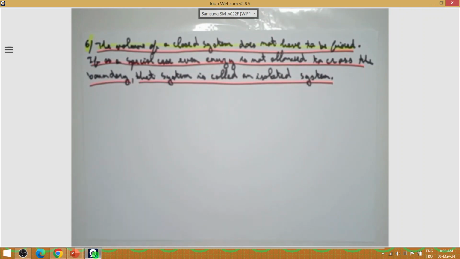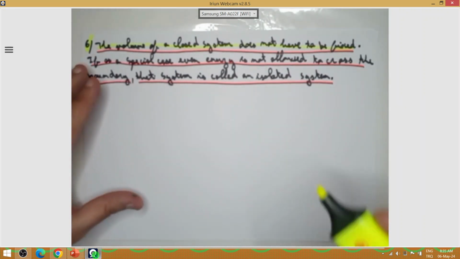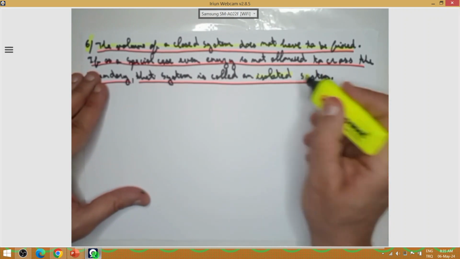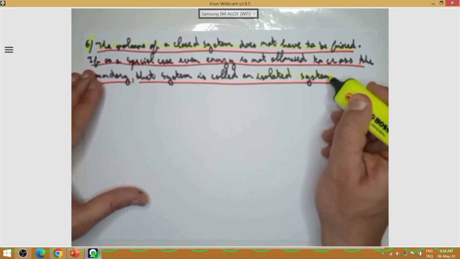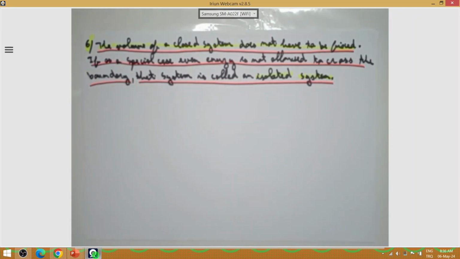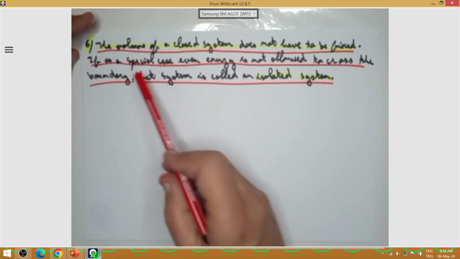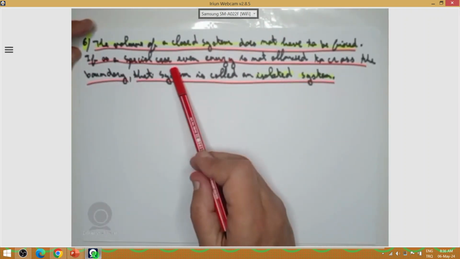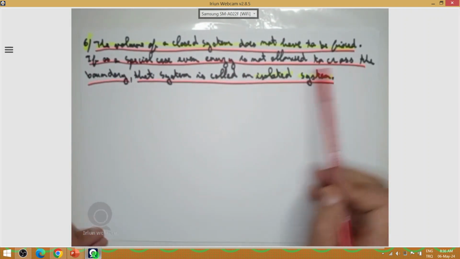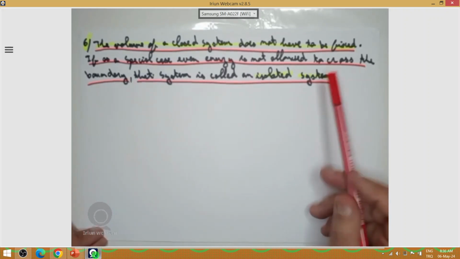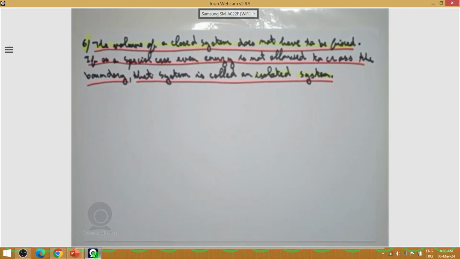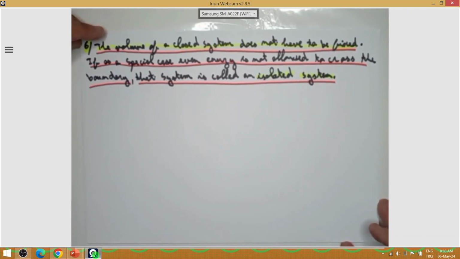And I will highlight here the word isolated, isolated system. So this is an isolated system. If as a special case even energy is not allowed to cross the boundary, that system is called an isolated system. And to understand all what we have seen in these notes, we will see example 2. We will see the drawing in example 2, and we will try to understand what is a closed system.